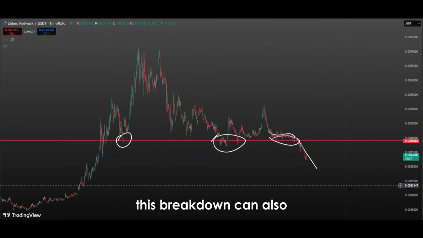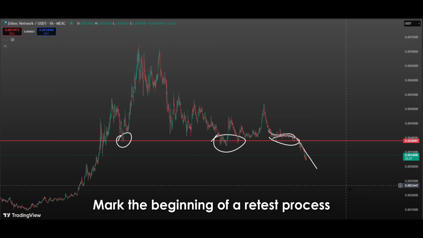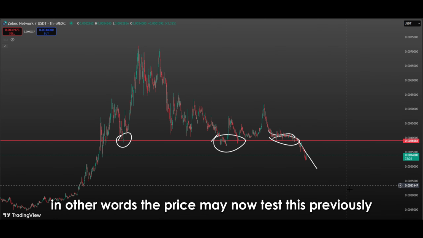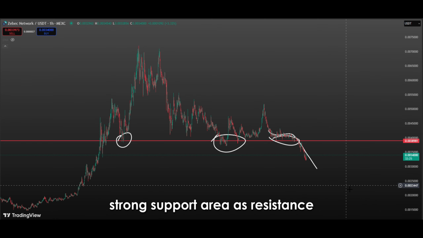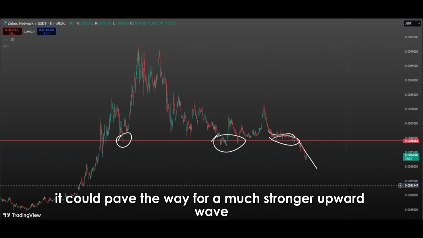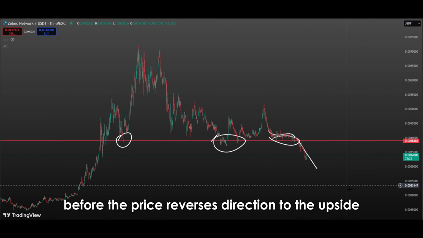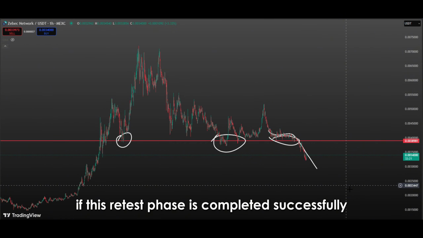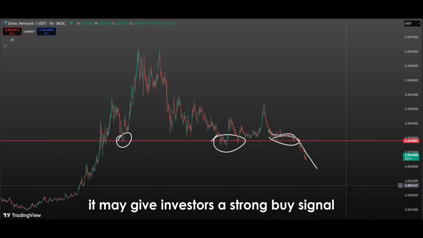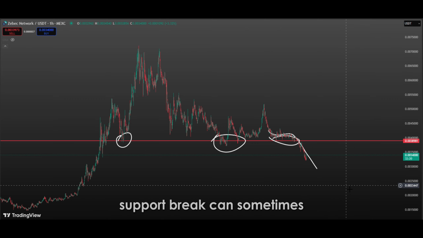This breakdown can also mark the beginning of a retest process. In other words, the price may now test this previously strong support area as resistance. If this level is reclaimed, it could pave the way for a much stronger upward wave. In technical analysis, broken supports are often retested before the price reverses direction to the upside. If this retest phase is completed successfully, it may give investors a strong buy signal. Therefore, a support break can sometimes be a precursor to a major rally.